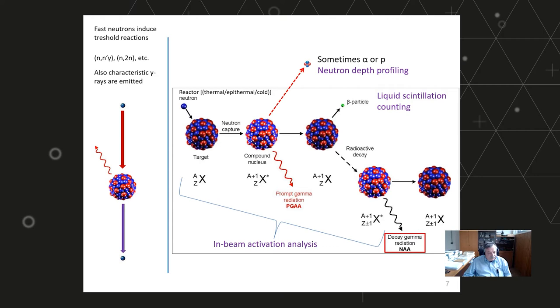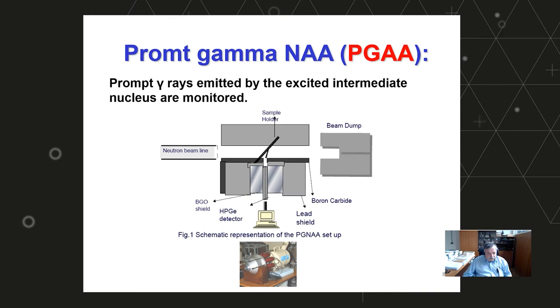The other possibility is that we also do neutron depth profiling using these excited atoms. This is really immediate, in 10 to the minus 14 seconds or so. Then after emitting this gamma ray, the atom de-excites. If it emits beta particles, then we can do the measurements by liquid scintillation counting. If it decays in some different mode, it comes to an atom which finally emits so-called decay gamma radiation, and we usually use this in neutron activation analysis.